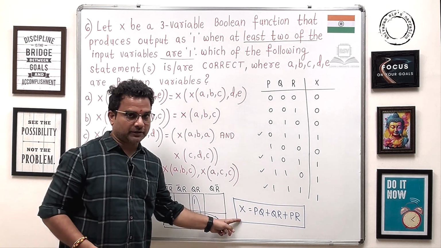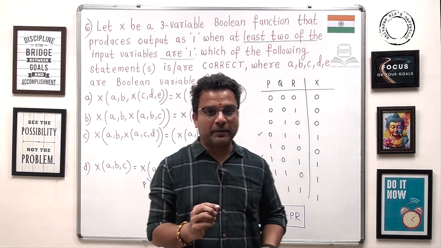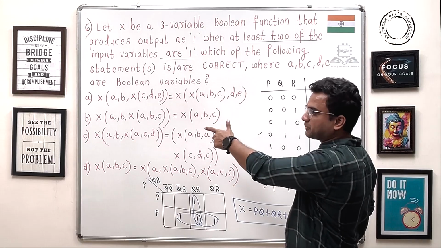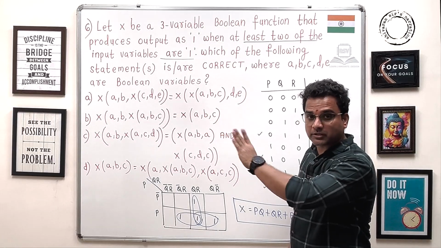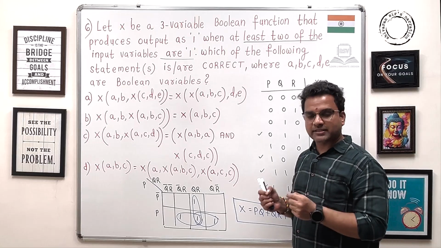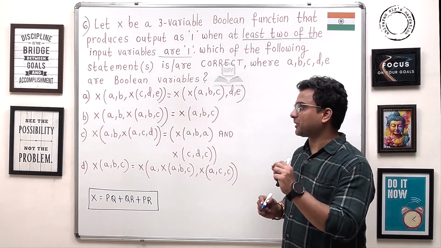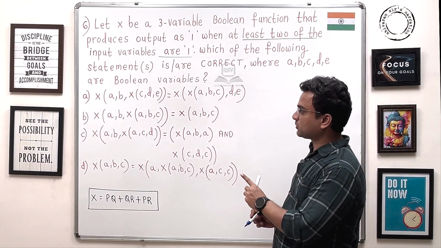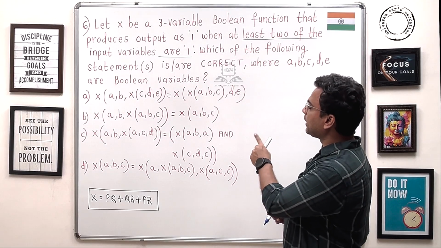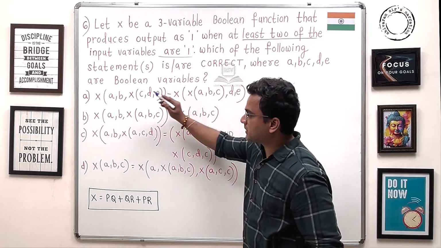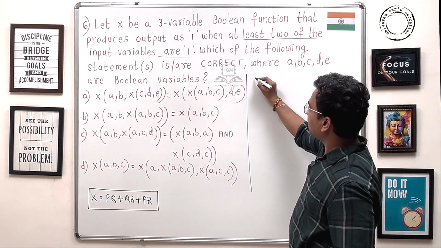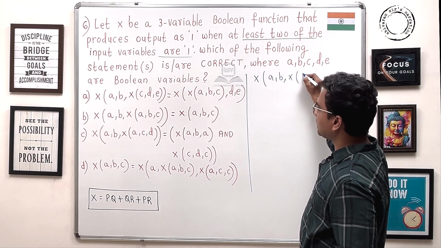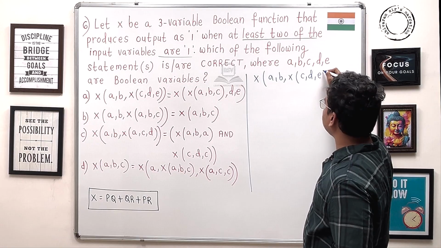This is very important. Now, let us check one by one every option, whether we are getting the same LHS equals RHS or not. Let's see one by one. Let's see option 1. X of A comma B comma X of C comma D comma E is equal to X of A comma B comma C comma D comma E. Let's take the LHS part.